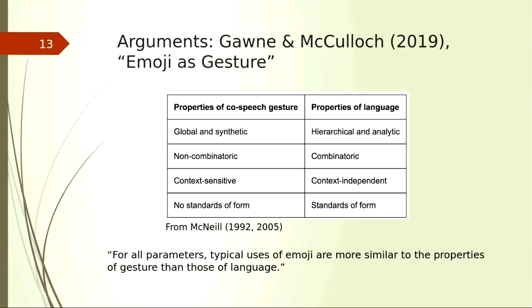And last, Gawne and McCulloch reproduce a table from David McNeill laying out some differences between gesture, co-speech gesture, and properties of language proper. And they conclude that for all of these parameters, typical uses of emoji are more similar to the properties of gesture than to those of language. That is to say, they see emoji as being global and synthetic rather than hierarchical and analytic, non-combinatoric, context-sensitive, and lacking standards of form or grammatical judgments. We'll come back to all of these points.